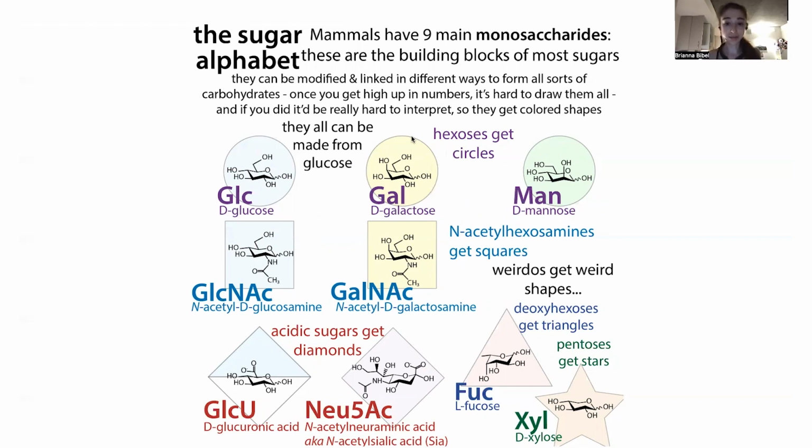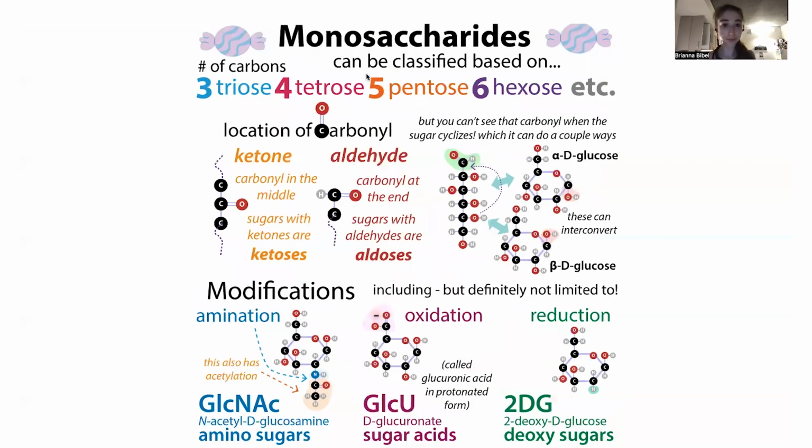One thing that is meant to simplify but can sometimes be really confusing if you don't know what you're looking at is that we can often abbreviate these various monosaccharides with colored shapes. So you'll see that glucose has this abbreviation GLC, and it's represented as this blue circle. The shape of it is going to tell you something about its structure or its modifications. So the circle signifies that these are hexoses. What a hexose is, that means it has six carbons.